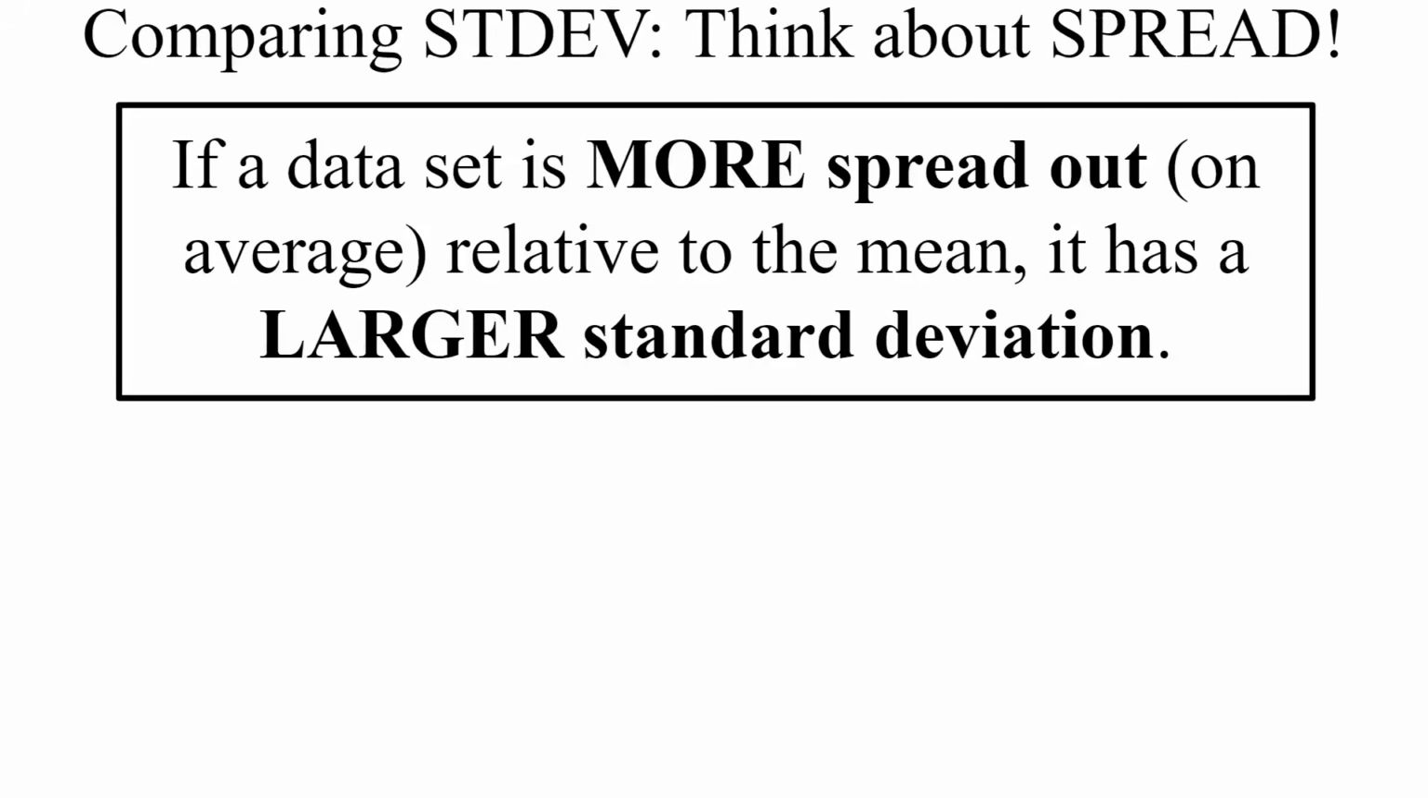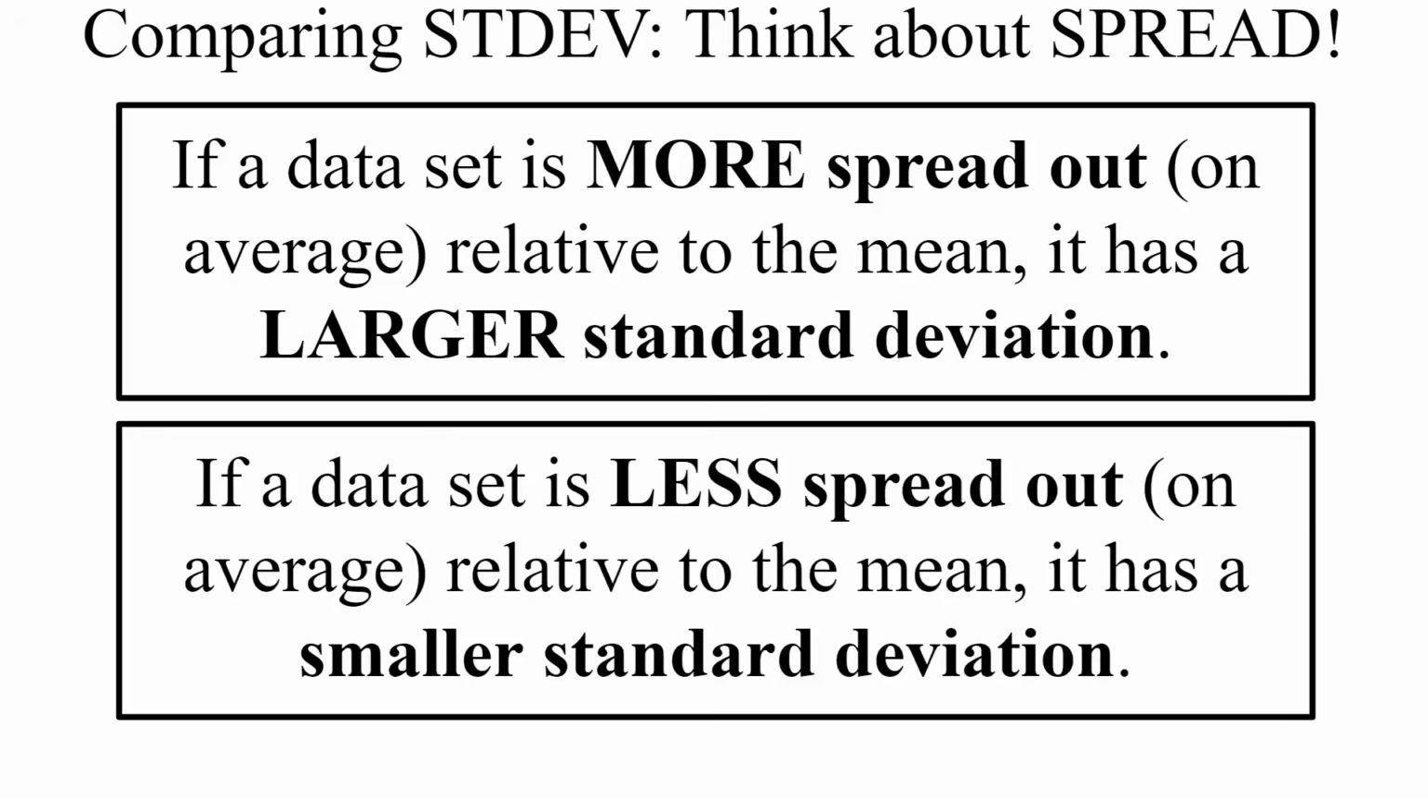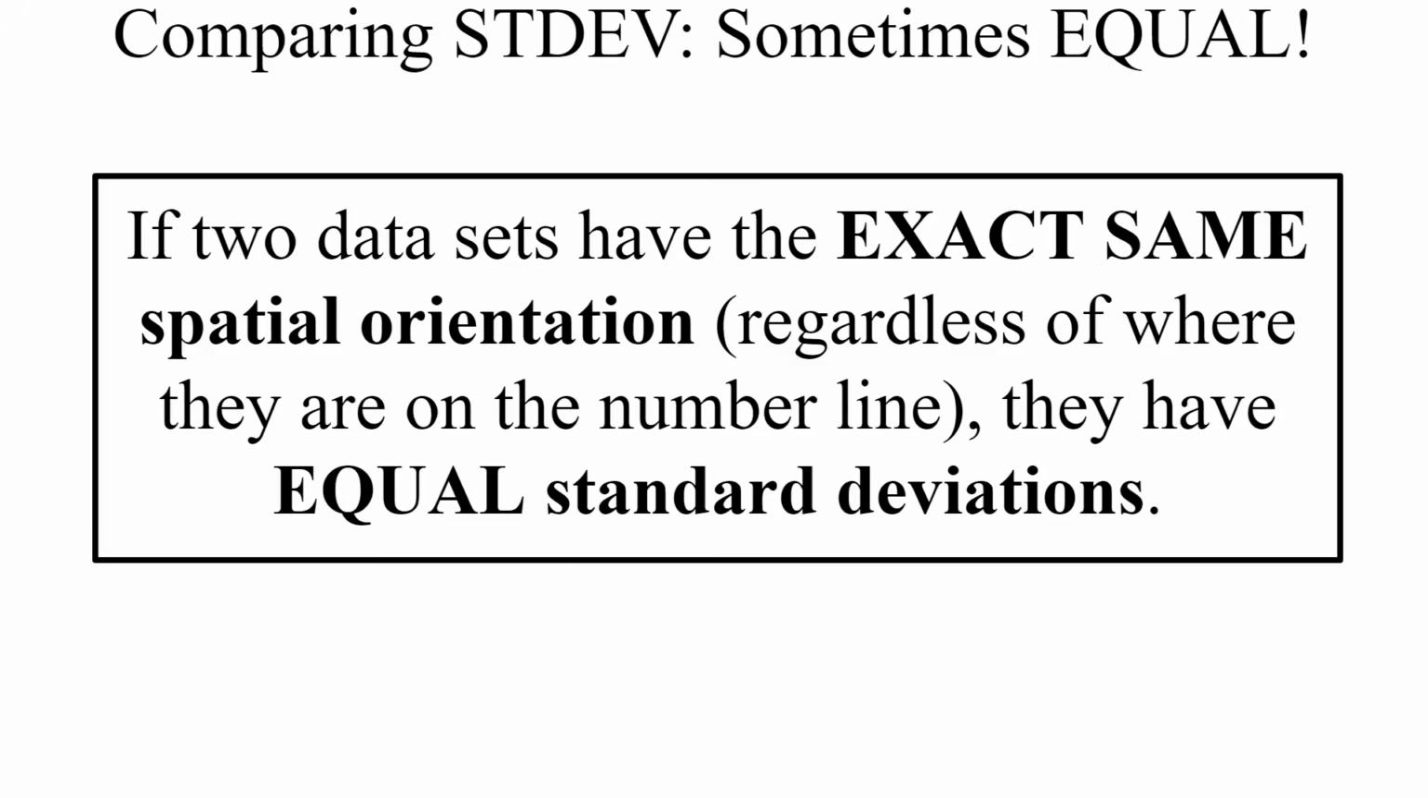If a data set is more spread out, it has a larger standard deviation. If a data set is less spread out, it has a smaller standard deviation. That's it. Don't even think about distance from the mean. Just try to eyeball the spread. That's all you've got to do. And if they have the exact same spatial orientation, like they look exactly the same, then they have equal standard deviations.